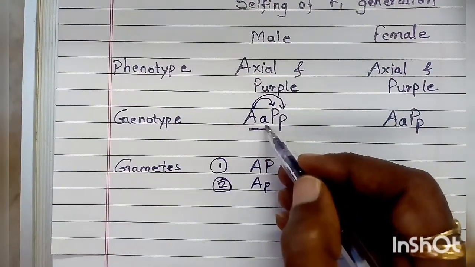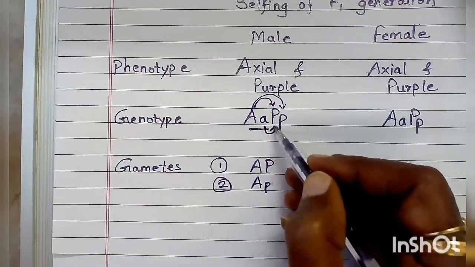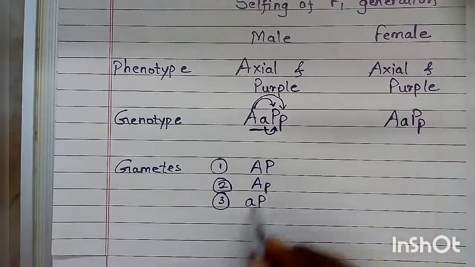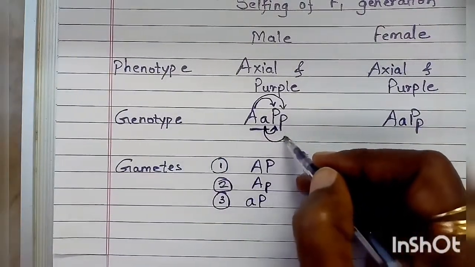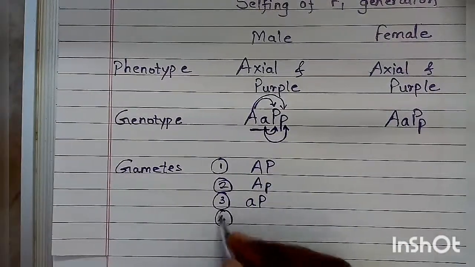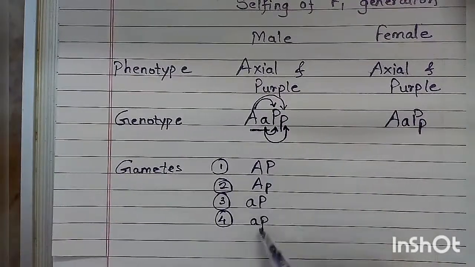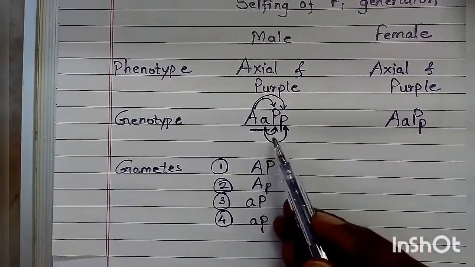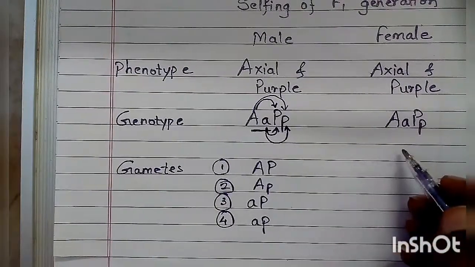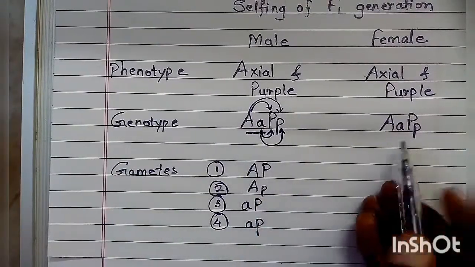Now we have to take another one. This is small a, capital P, the third gamete. And now we'll take small a and small p. Small a, small p. So these are the 4 gametes that are formed for the male parent. Similarly, the same gametes will be formed for the female parent because the genotype is the same.